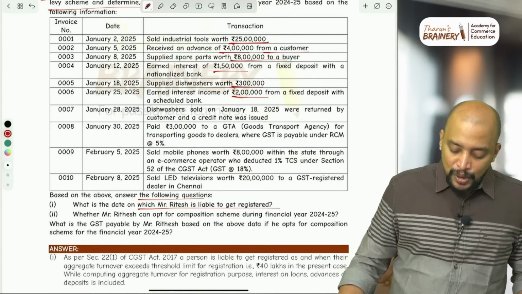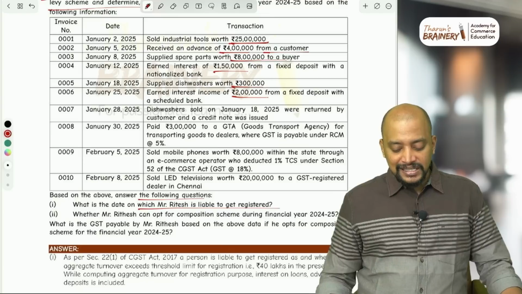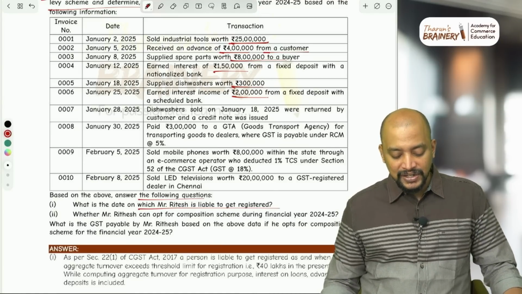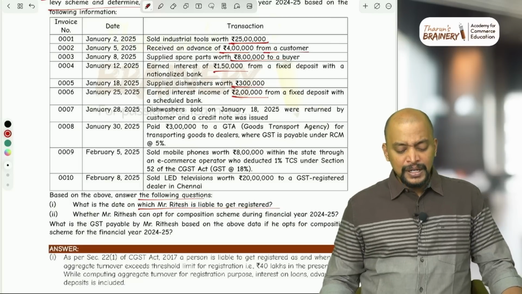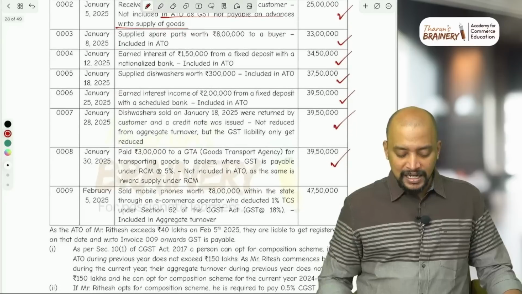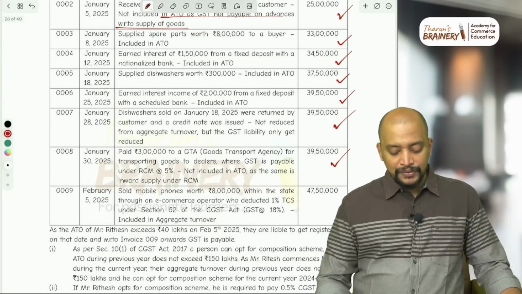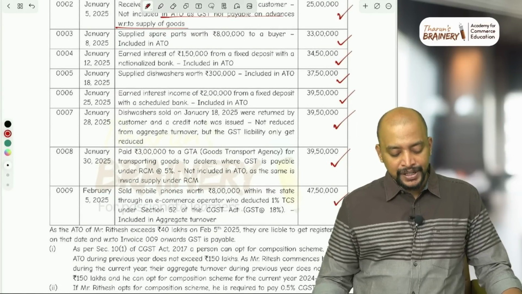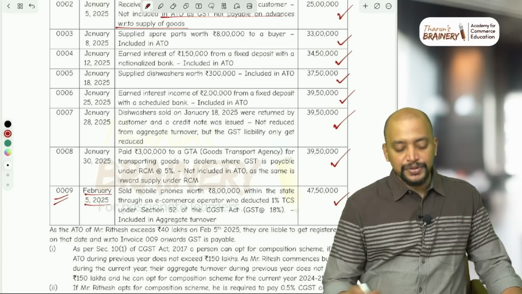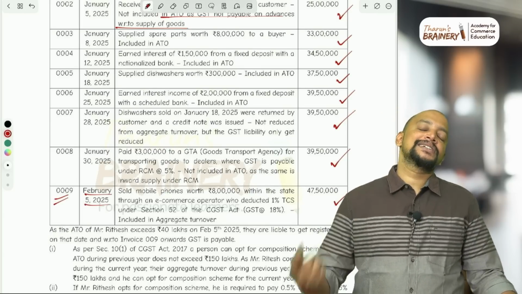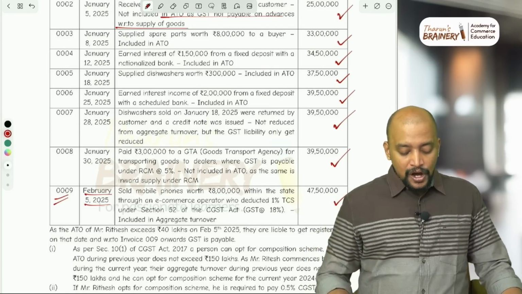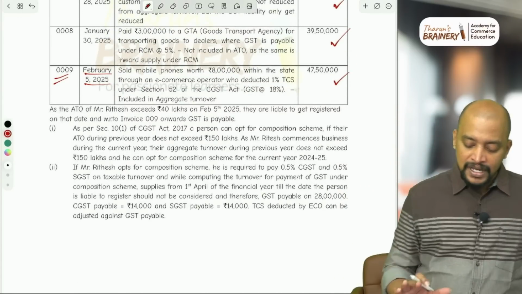Then sold mobile phones worth 8 lakhs within the state through an e-commerce operator who deducted 1% TCS under section 52. So the sale of mobile phones, 8 lakhs, yes, that will be taken into the aggregate turnover. So 47,50,000. Because of invoice number 9, February 5, 2025, their aggregate turnover exceeded the threshold limit of 40 lakhs. Due to that reason, they are liable to get registered on February 5, 2025. So that is the answer.